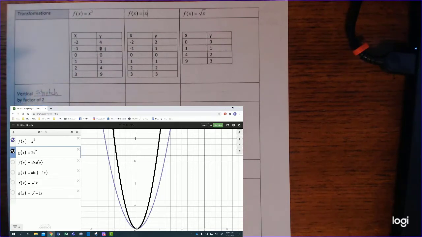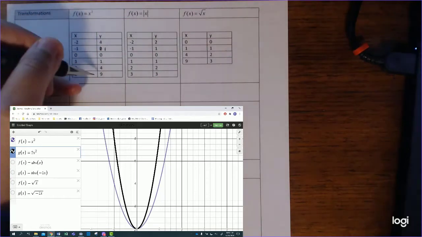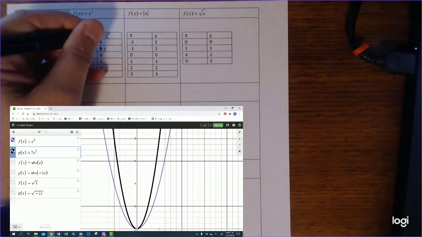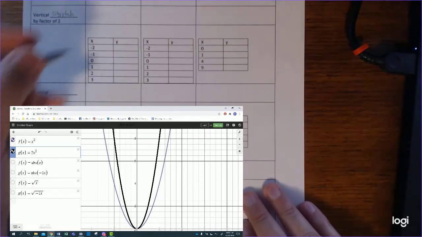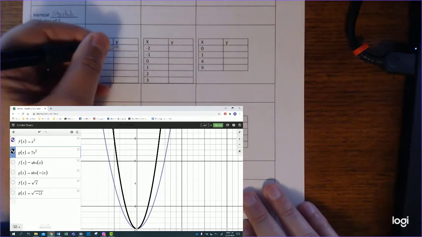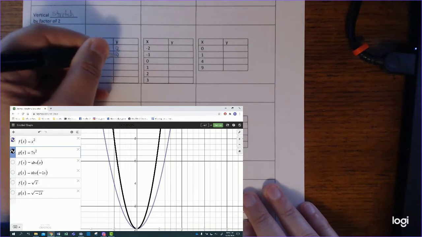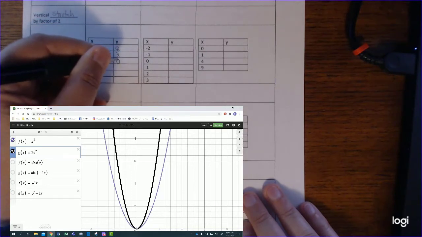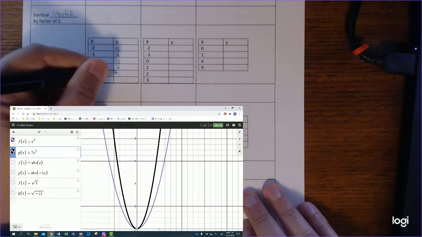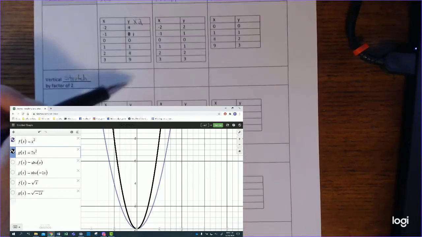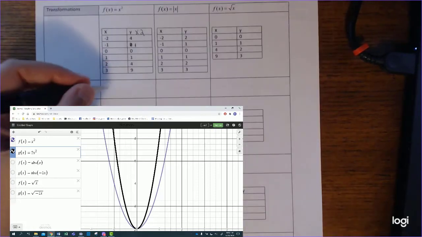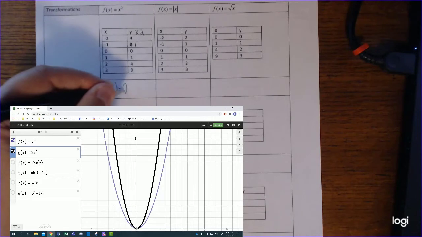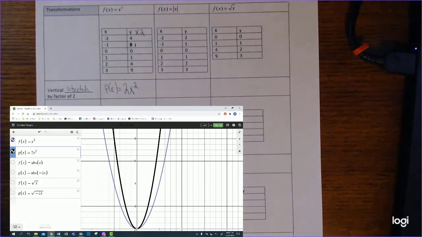All right, so what's happening is, you can think of it this way. You're taking these y coordinates and you're multiplying every single one of those y's by 2, but you're not changing the x's at all. So (-2, 8), (-1, 2), (0, 0), (1, 2), (2, 8), and (3, 18). Because if I multiply all of these by 2, I get this. All right, so this is what happens when you put 2 times x squared.